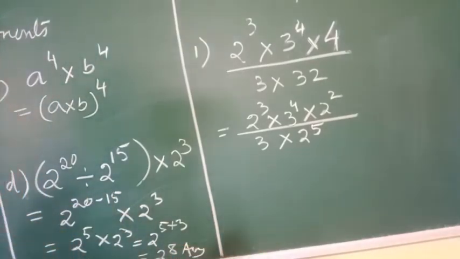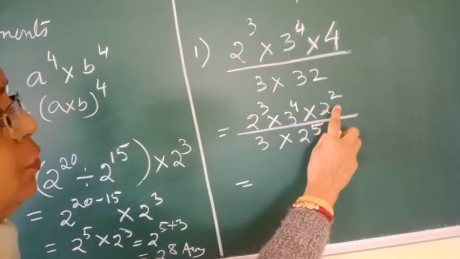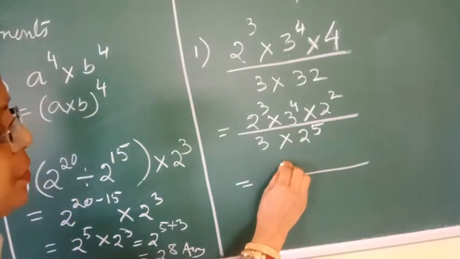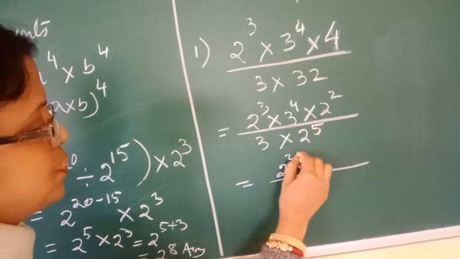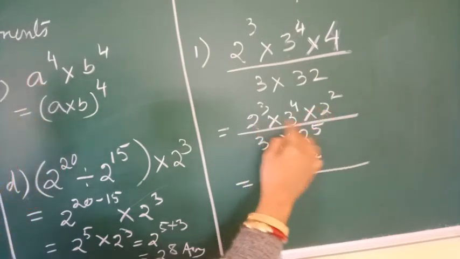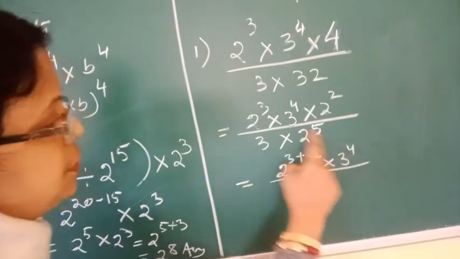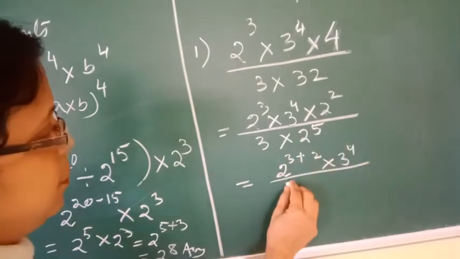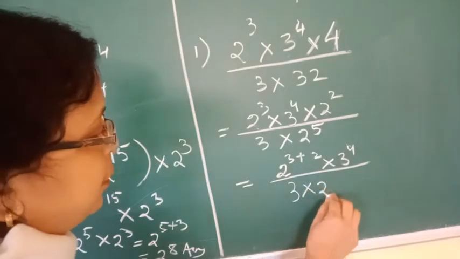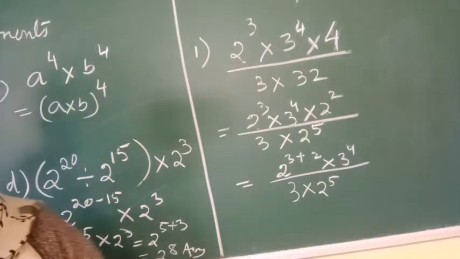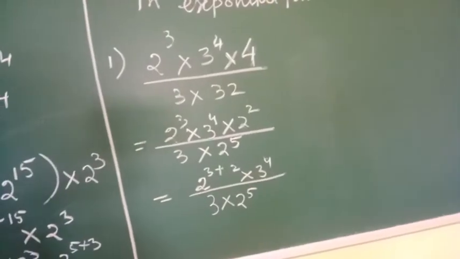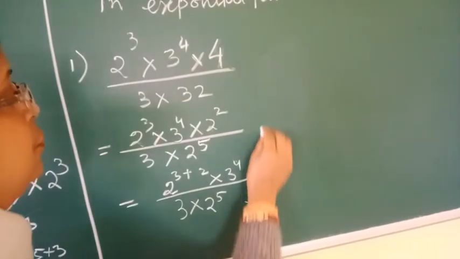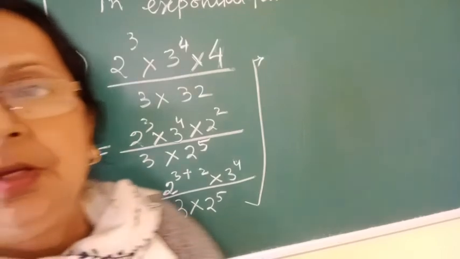Next what you will do? Next, in the numerator, whatever the numbers have the same bases, you can use laws of exponents. 2 to the power 3 plus 2, because they have the same base, but the 3 bases are different, so 3 to the power 4 I have kept as it is. Now 3 to the power 3 alone and 2 to the power 5. Okay. From here I am going to solve the sum here only.